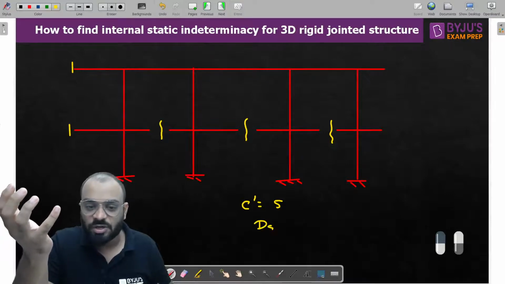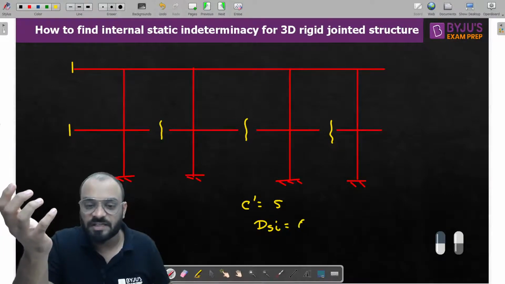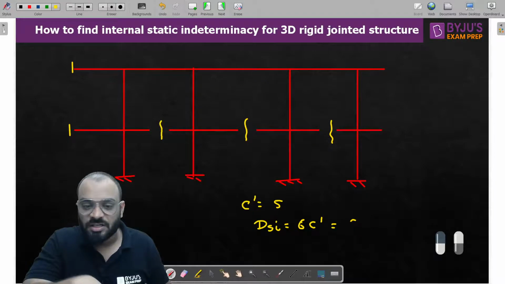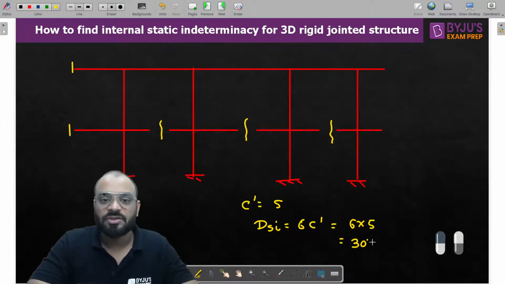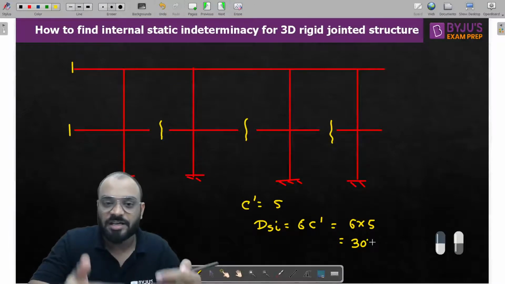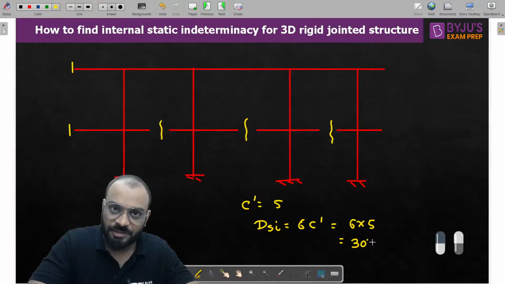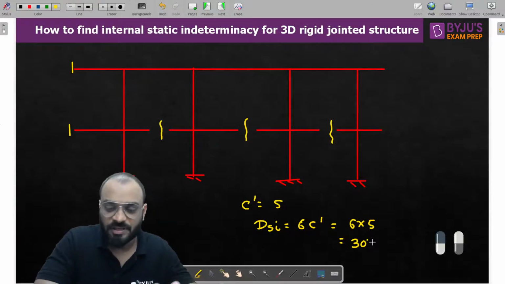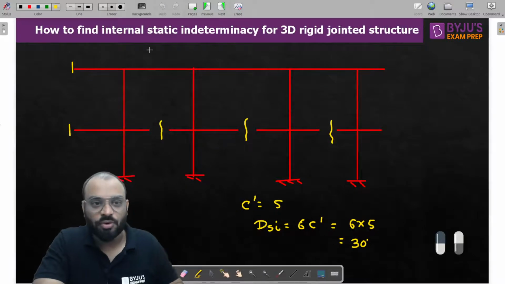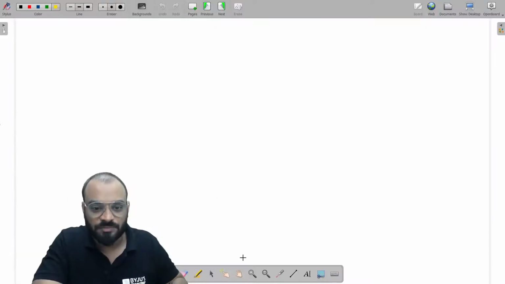Now tell me, guys, what is the value of DSI? It is 6 into C dash, that is 6 into 5. It is equal to how much? 30. So 30 is the internal static indeterminacy of the 3D rigid jointed structure which is given to us in the problem. Getting my point? Very simple. Okay, let me ask you one more question, guys.